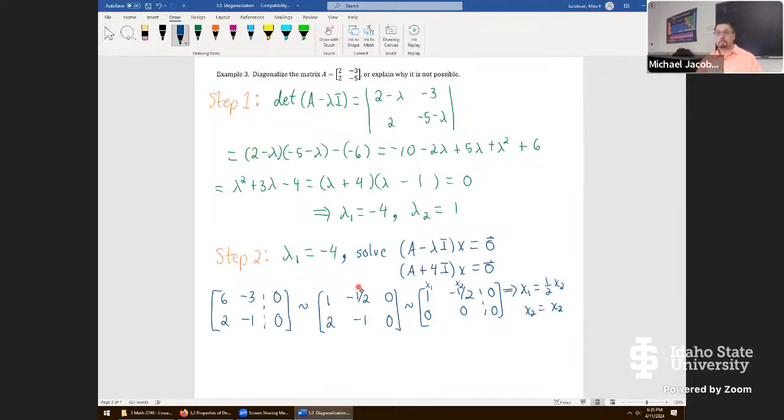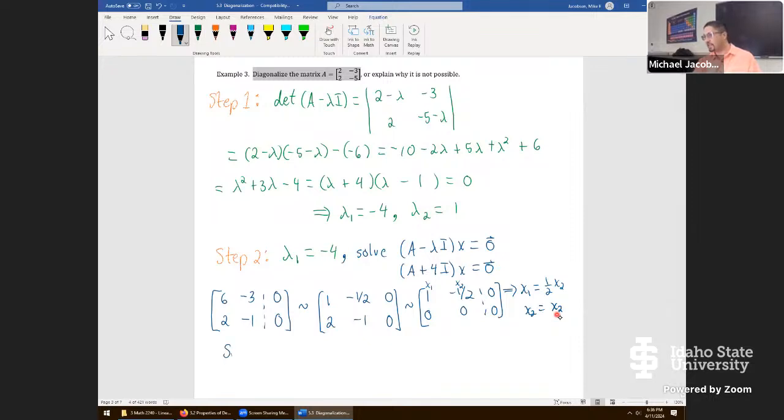x2 equals x2. That's our parameter or free variable here. And we can let it be anything we would like. A lot of people would set x2 equals 1, and that's totally fine. But if you did that, and you looked in the back of the book, you might be confused. They probably won't use that. Here's something that's weird. This matrix is diagonalizable, but there are infinitely many different ways to diagonalize this. It's all up to what choice you make right here for x2.